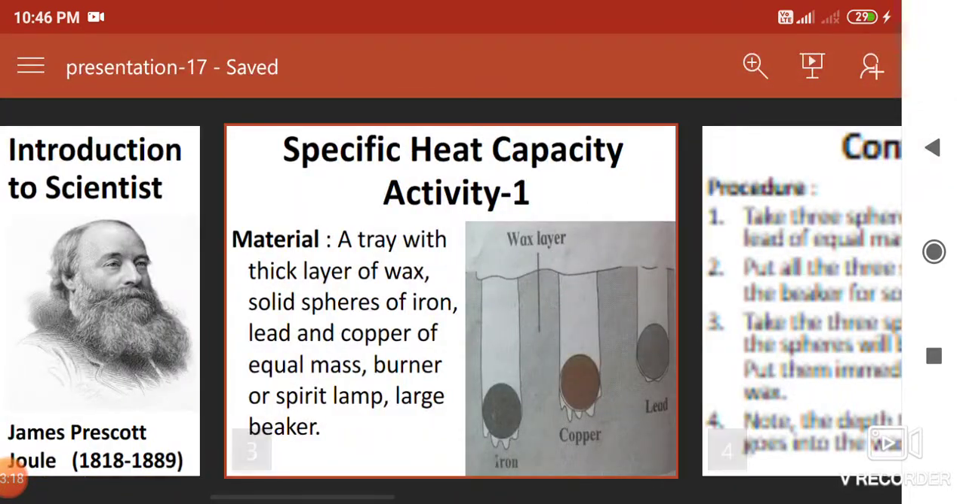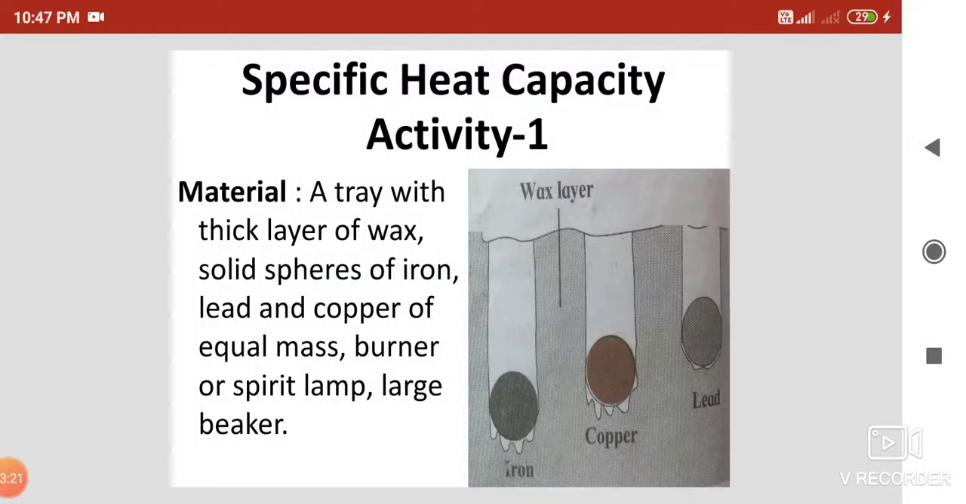Then afterwards we study specific heat capacity. There is one activity. You can see one tray having a thick layer of wax, and in the figure there are three solid spheres: one of iron, the second of lead, and the third of copper. All three spheres have equal mass. For this activity we need a burner or spirit lamp, a lid, and one large beaker.